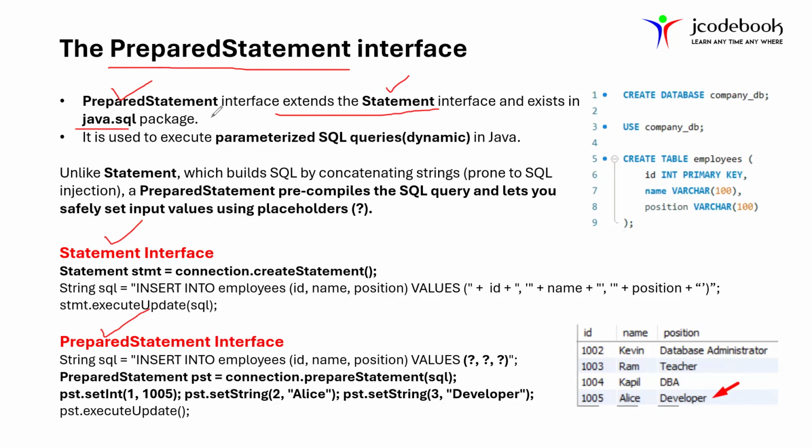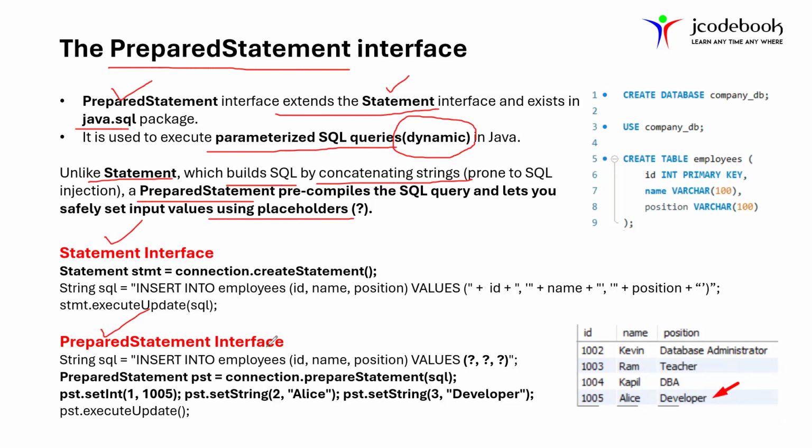Generally, the prepared statement interface is used to execute dynamic queries. It means whenever you take values from the user during the runtime of a program, you can set those values as parameterized SQL queries. Unlike the statement interface, which builds SQL queries by concatenating strings and is very prone to SQL injection, the prepared statement interface pre-compiles the SQL queries and lets you safely set input values using placeholders. So let us see the working process of both interfaces, the statement and the prepared statement.